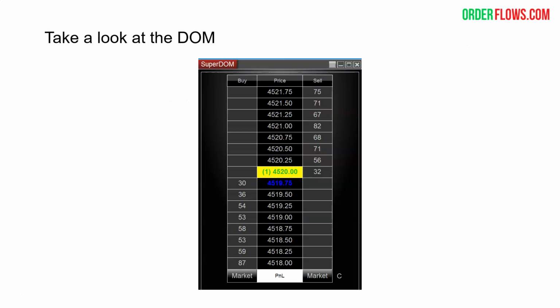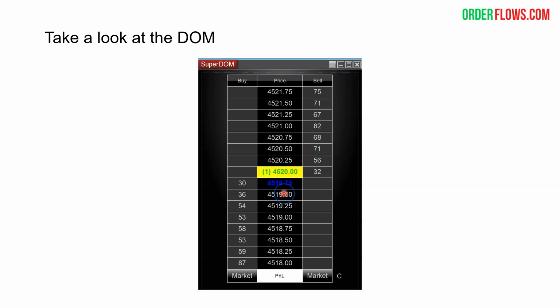And if you've ever looked at the DOM, the depth of market, you'll notice that there are bids and there's offers, okay? And there's differences within that. So remember, the market trades in a two-way auction. So here we have a market that's 45.1975 bid, offered at 45.20. The 30 contracts that are on the bid here, these are passive buyers. The 36 that are below at 45.19.5 are passive buyers. The 54 sitting on the bid at 19.25 are passive buyers. The 32 lots that are offered at 45.20, these are passive sellers. The 56 at 20.25 are passive sellers. The 71 at 20.5 are passive sellers, and so on.